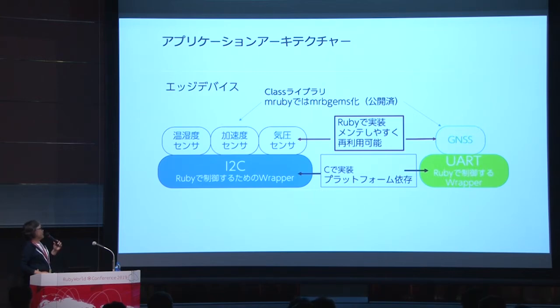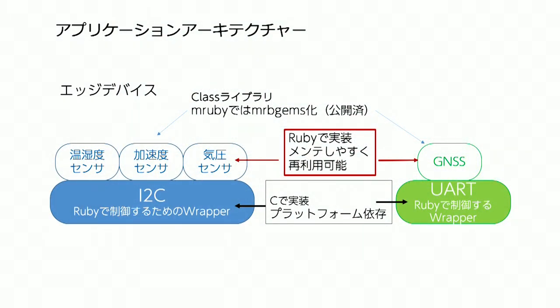By the way, GNSS. GNSS is the global system to monitor the location, and the one kind of GNSS made by the United States is called GPS. And then we have also UART as a wrapper, and then we have the classes made by Ruby.